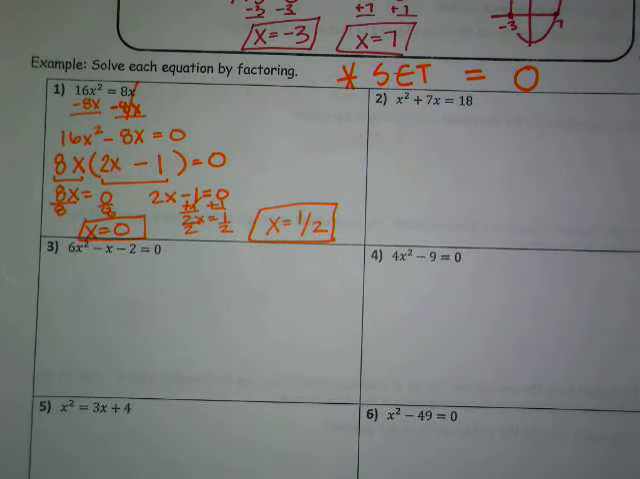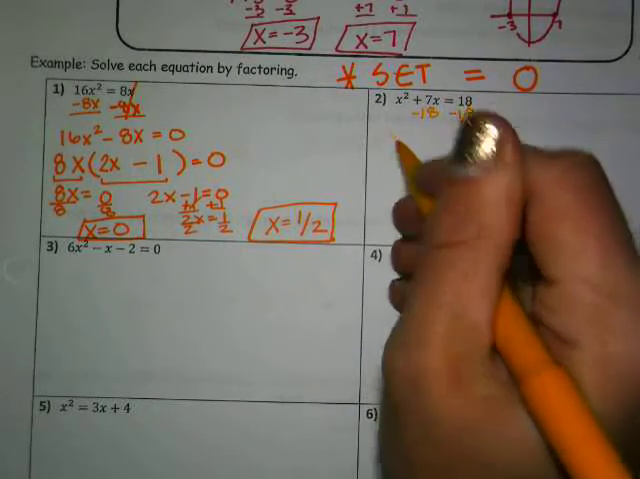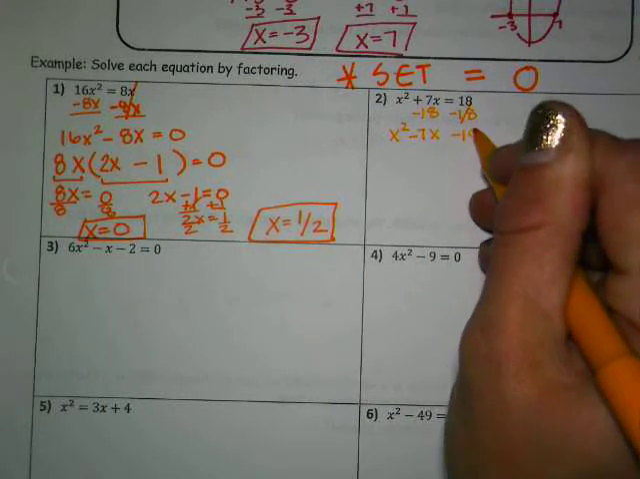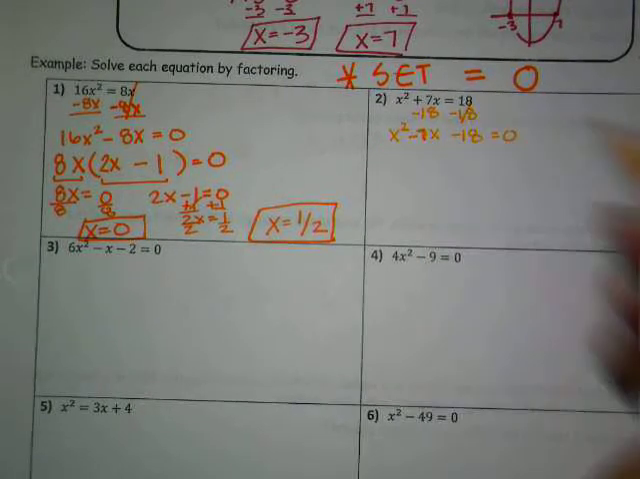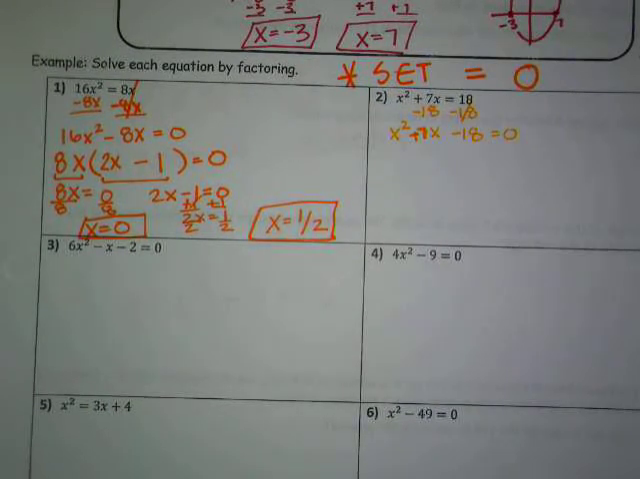Okay, number 2. What is my first step? You subtract the 18. You got to move the 18 over here to the other side. So x squared minus 7x minus 18 equals 0. Plus 7x, sorry. Wait, what? Move the 18 over. Oh, plus 7x. I heard you say minus 7x. Sorry. X squared plus 7x minus 18 equals 0.